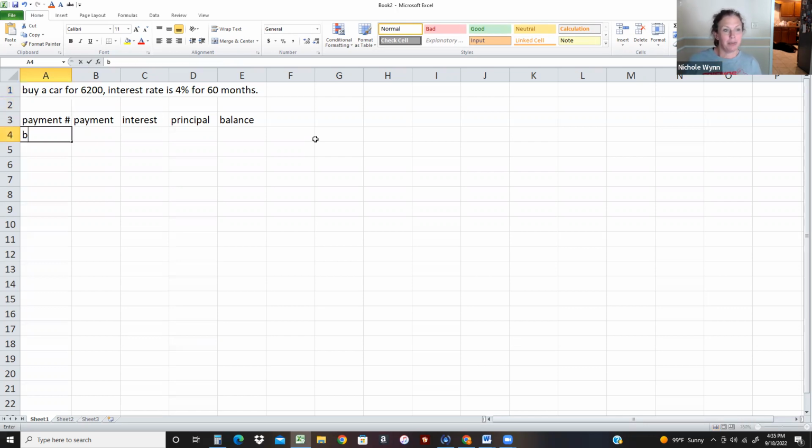So the beginning balance on this loan is $6,200. And I'm going to make 60 payments, right? So 60 months or 5 years, right? So I'm going to make payments every month for 60 months.